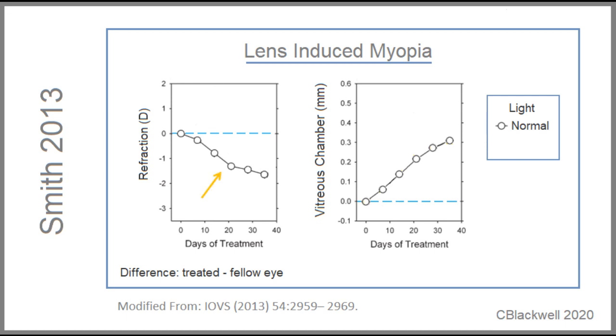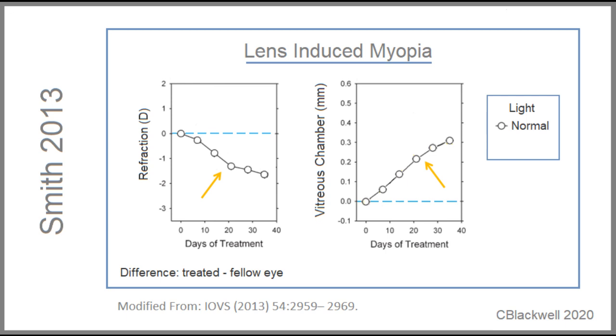On the left graph, you can see how the refractive difference progressed, with relatively increasing myopia in the treated eye. The right graph shows the axial length difference increasing over the weeks of treatment time. Remember that increasing axial length is the physical mechanism of myopia creation. This is a clear demonstration that putting a minus lens in front of the eye induces myopia.